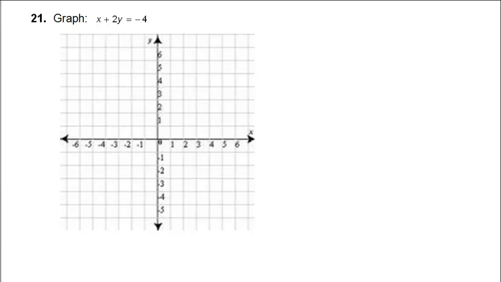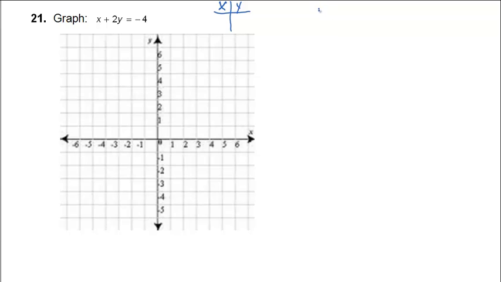Graph x plus 2y equals -4. There's a couple of different ways to graph this. One, you can make a table of values, your xy chart, and plug in values for x or y and solve for the other variable and then graph those points. Or, as I'm going to show you now, you can put this into slope-intercept form.